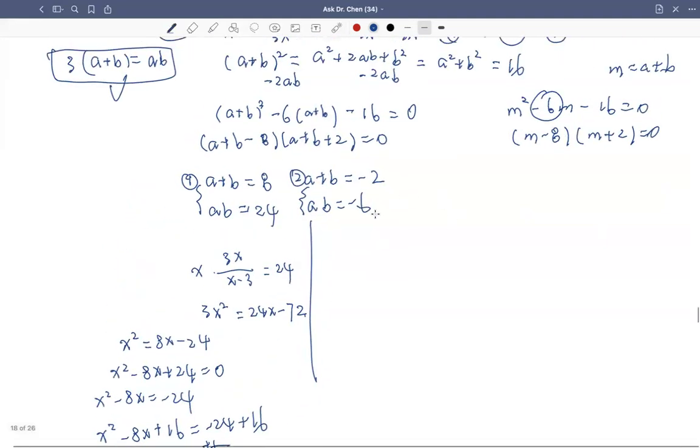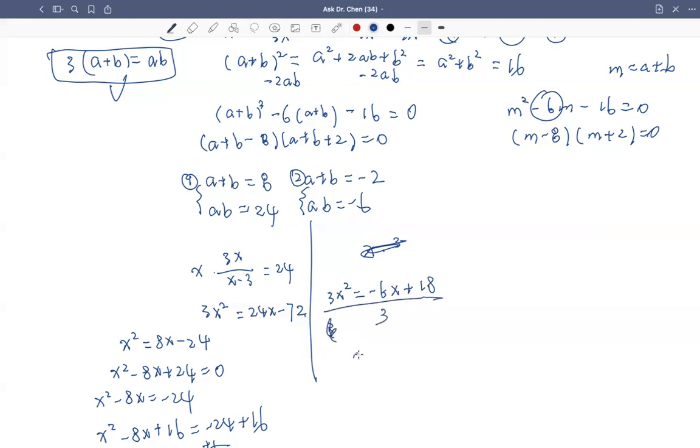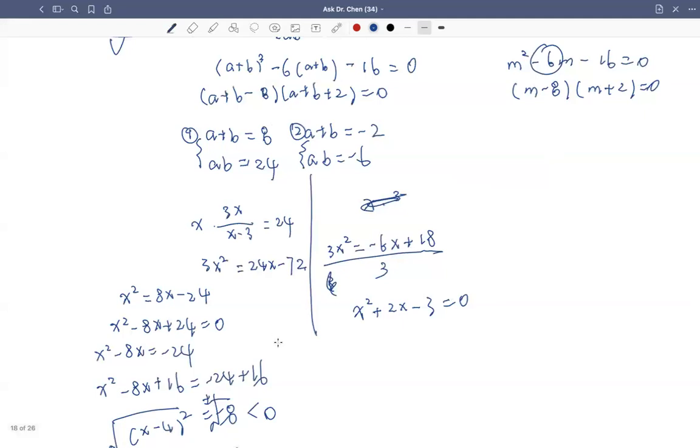Let's see this one. So A times B equals -6. That's x times 3x over x minus 3. So we have 3x squared equals -6 times (x minus 3), that's -6x plus 18. So you can divide by 3. You get x squared, then move this to the other side, plus 2x minus 3 equals 0. And this can be factored as (x plus 3)(x minus 1).